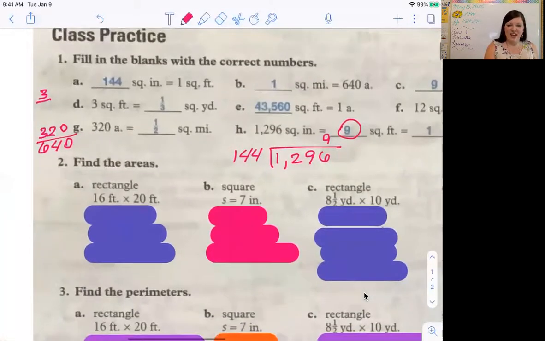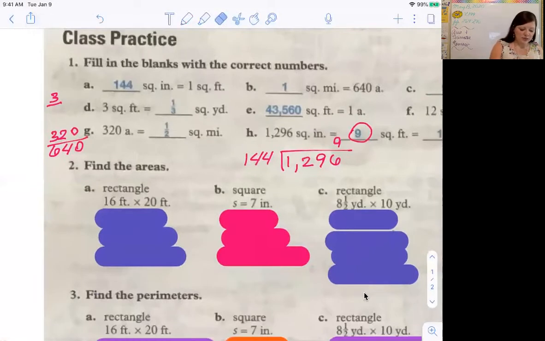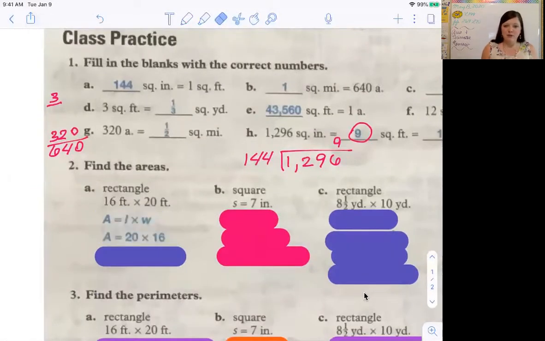Let's go on to finding the area. What is the formula for finding the area of a rectangle? A equals L times W. Let's go ahead and fill in for L and W. 20 times 16.